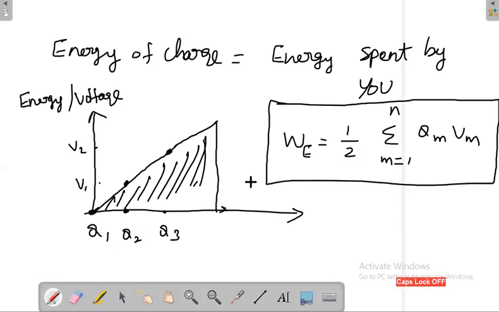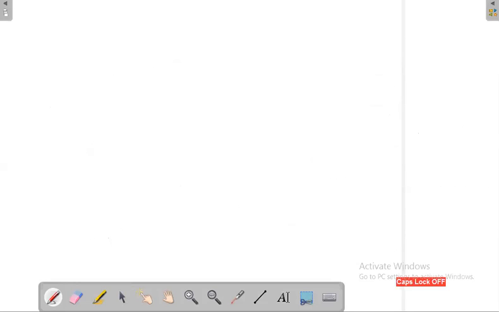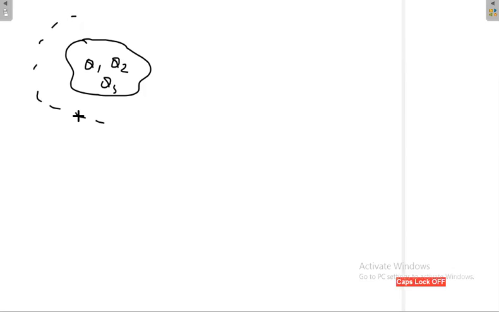Is there any other way to calculate the energy present in the system with respect to the quantities that we already know? We know the quantities D and E. With respect to these, how to calculate the total energy? See, again, I have q1, q2, q3. I have chosen some surface. I can choose any surface.